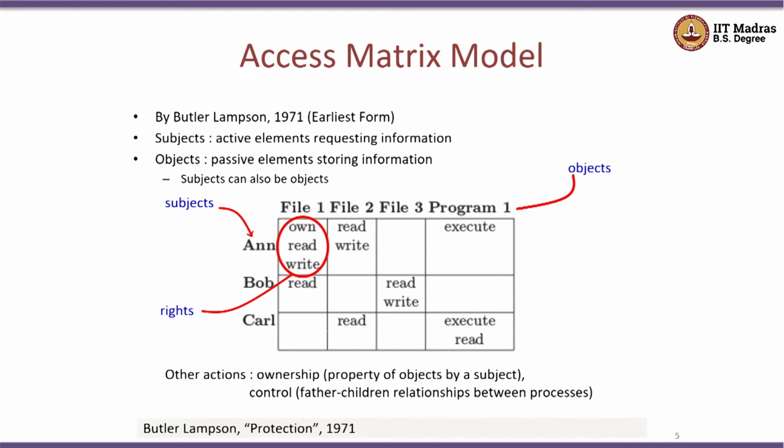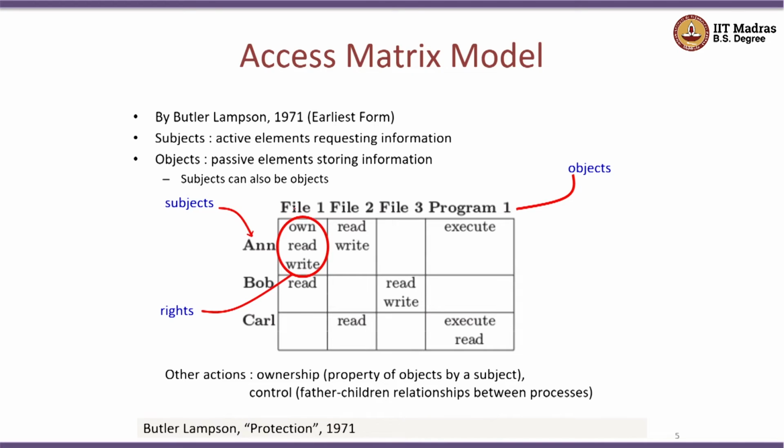So for example, Anne is the owner of file 1, and can read and write to file 1. On the other hand, the subject Bob can only read file 1, and cannot write to file 1, right? Similarly, for program 1, Anne can only execute it, Carl can execute as well as read this particular program, and Bob has no access to it, right? If I try to extrapolate this to an entire operating system, when a user, say Anne, logs in, Anne is given a set of rights for each file and each program that is present on the hard disk, right?